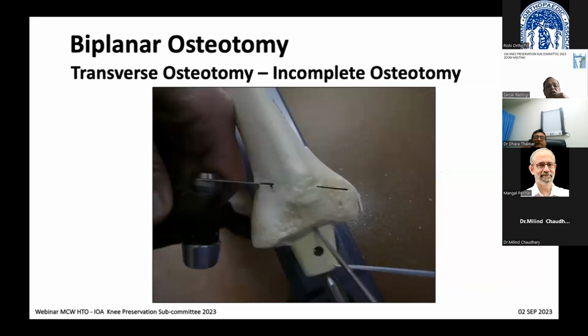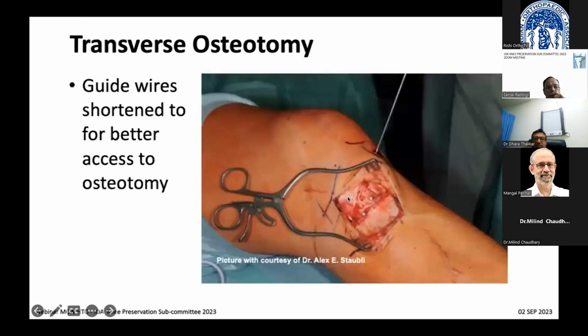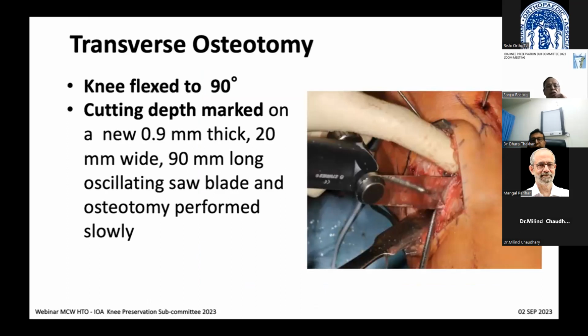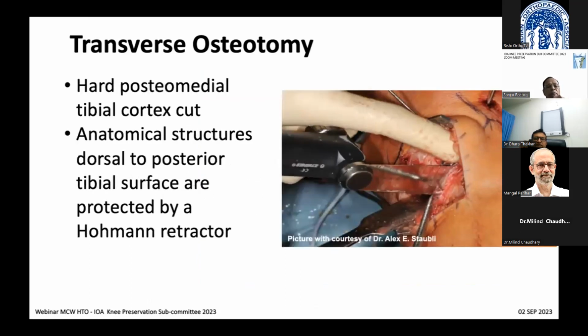This is the concept of transverse osteotomy, which is an incomplete osteotomy. As you can see in the posterior part, this anterior part, the tuberosity is not cut. The protruding wires are cut to have easy access for osteotomy. Transverse osteotomy should always be done with 90-degree flexion. The cutting depth is marked on a new blade, which is a 0.9 mm thick, 20 mm wide, and 90 mm long oscillating saw blade. The osteotomy should be done slowly under constant cooling.